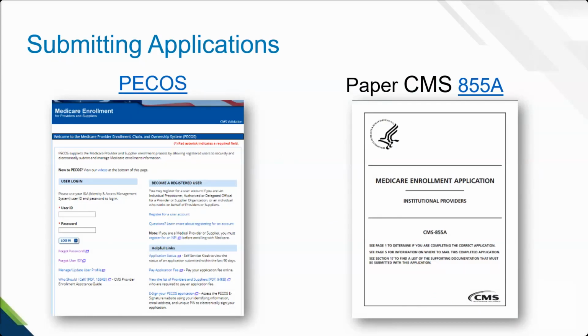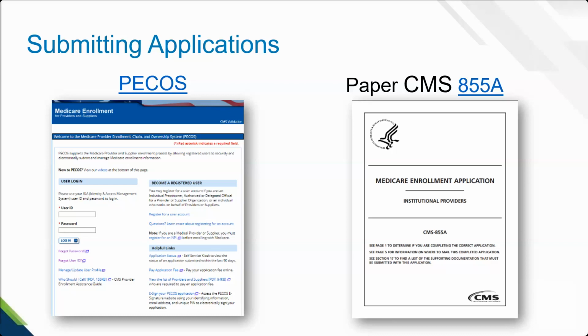So first, submitting the applications. You have a couple of options. Either way, you are submitting the CMS 855A application. You can submit that electronically through our provider enrollment chain and ownership system, also known as PACOS, or you can submit that utilizing a paper CMS 855A application. Now, if you've been on any of my webinars, you've heard this spiel before. I am always going to advocate for submitting electronically versus paper.